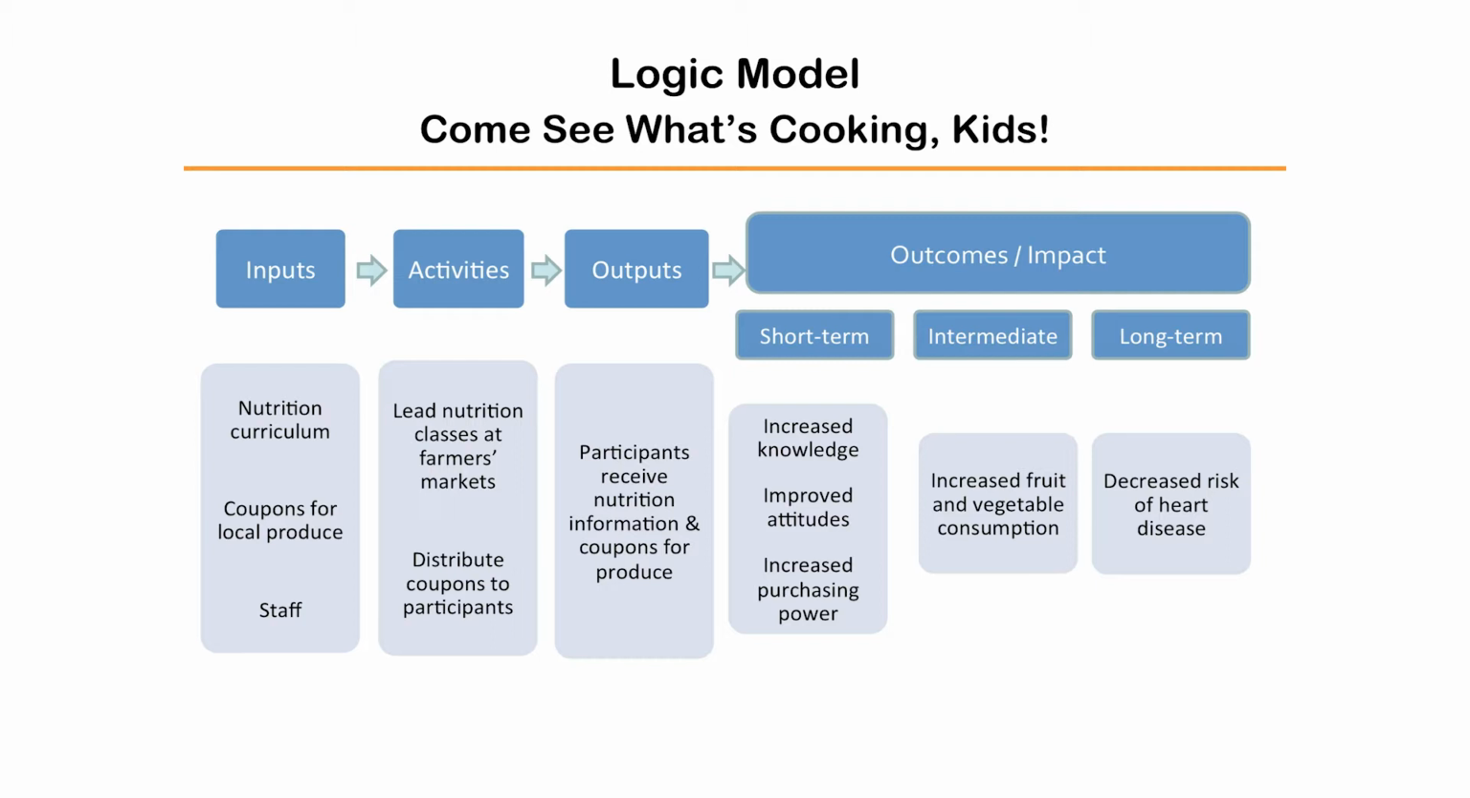So for this program, the outputs are that participants receive nutrition information and they receive coupons for produce. And then next, with this big box at the right, we have our outcomes. And these are basically the changes that are produced by the program, or that we hope will be produced by the program. And we typically divide these into short-term, intermediate, and long-term outcomes. Short-term outcomes for this program are increased knowledge and improved attitudes around eating produce and nutrition, increased purchasing power so that people can buy more produce, and then intermediate outcomes are increased fruit and vegetable consumption, and the long-term outcome is decreased risk of heart disease.